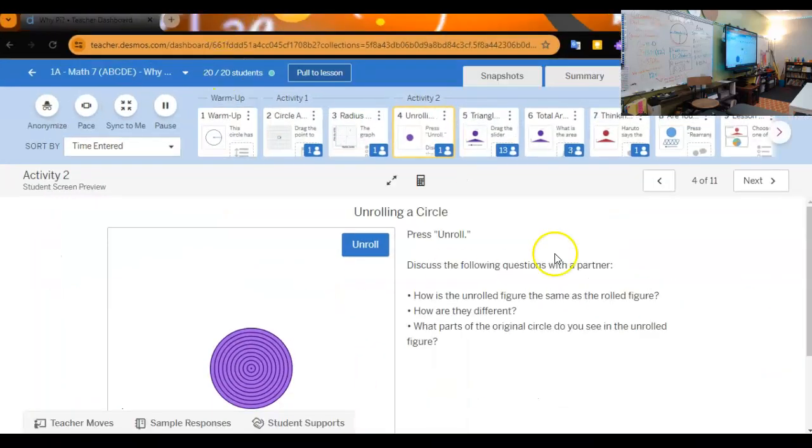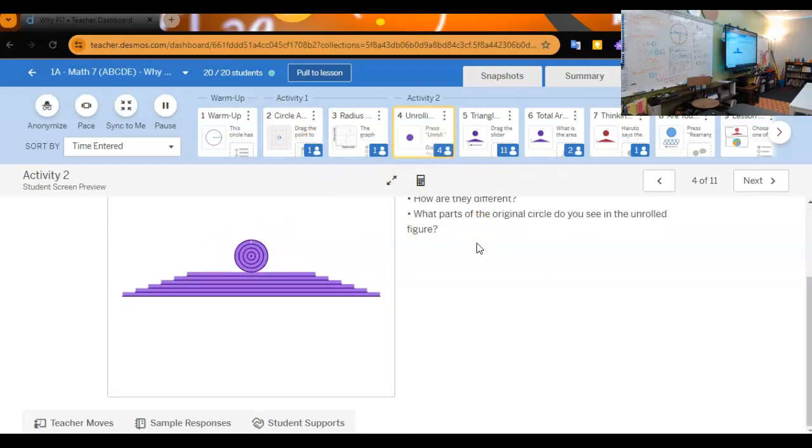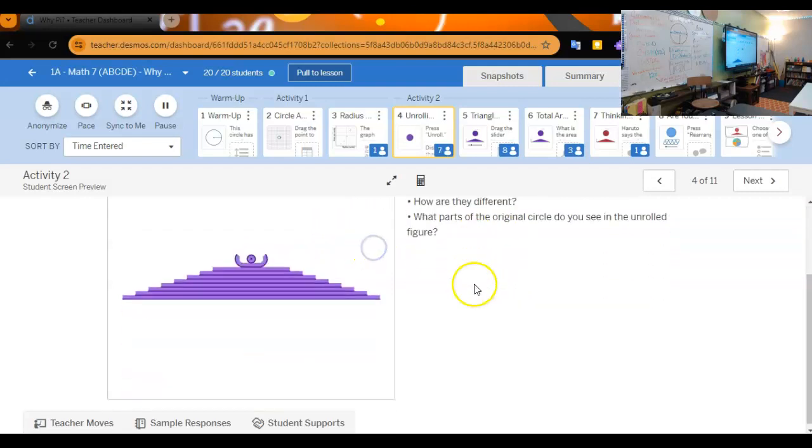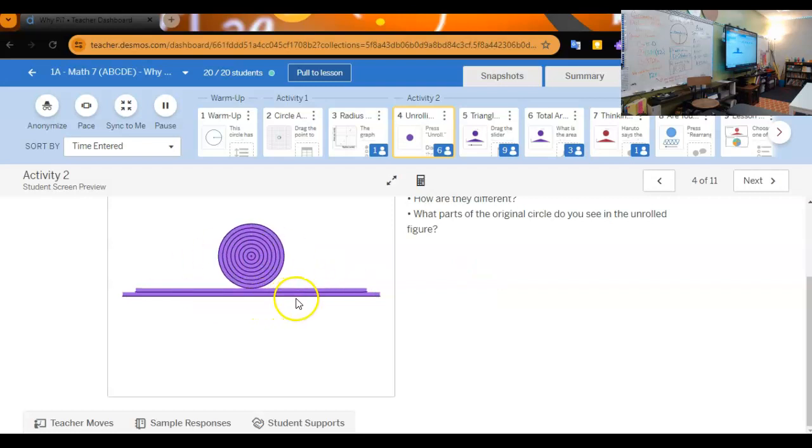All right, so hopefully, if you haven't made it to slide 4, let's go on up to slide 4. There's a couple of us hanging out back there. When we unroll it, interesting. Very satisfying, right?